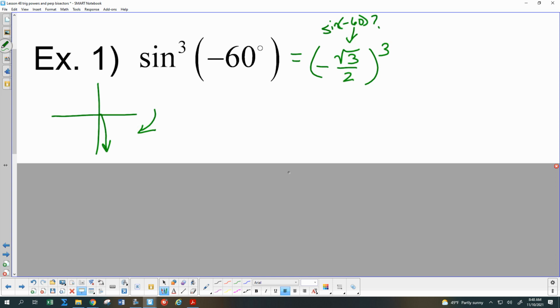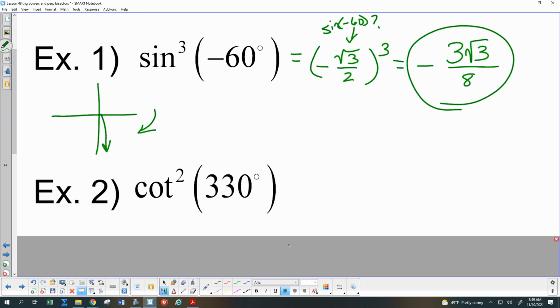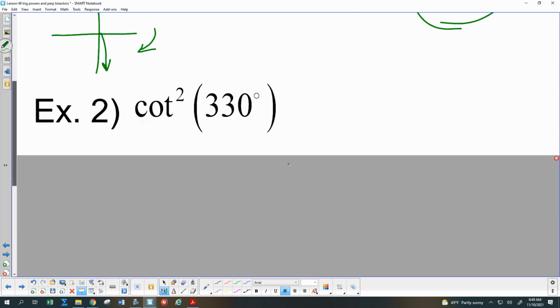So negative times negative times negative is a negative, so we know we have negative something. Denominator is probably easier. 2 times 2 times 2 is 8. Numerator, root 3, root 3, root 3. 2 root 3's go together to make a regular 3, and then we have one more root 3 left over. So negative 3 root 3 over 8 is our answer, and that's how we evaluate that one. Okay, let's do several of these because it just takes practice to get them.